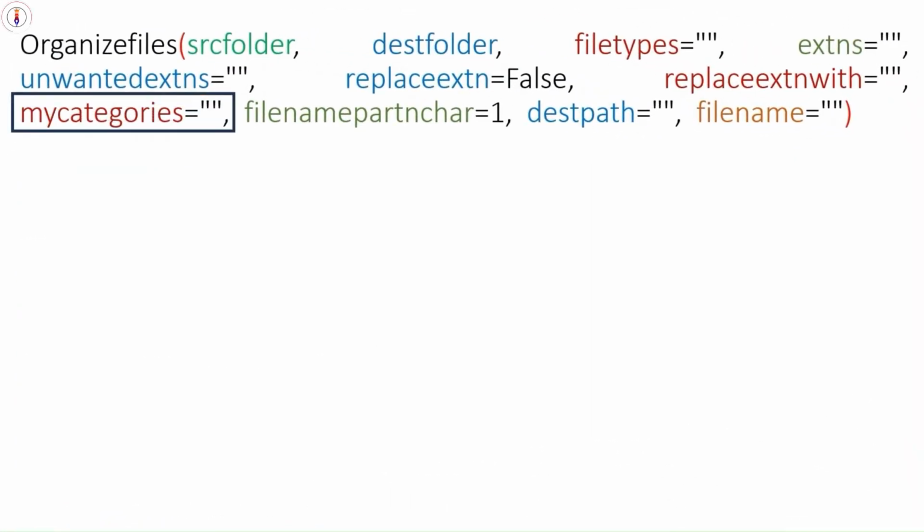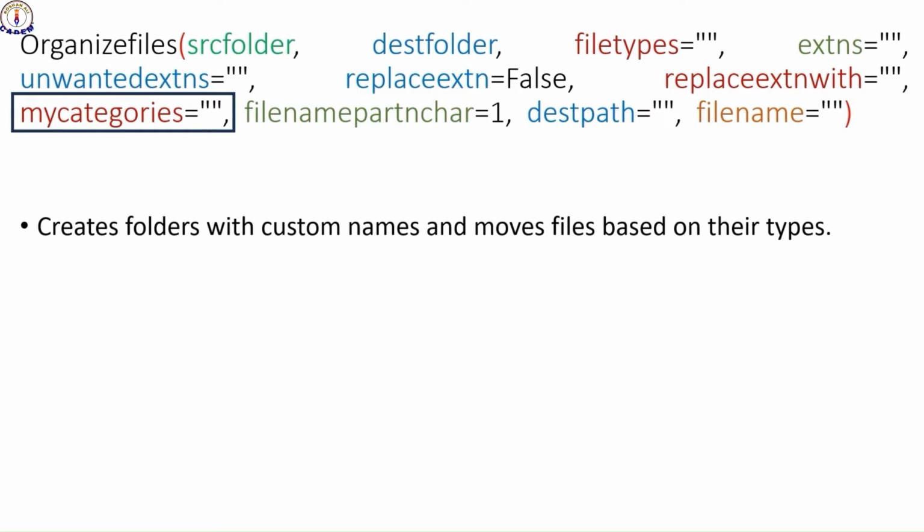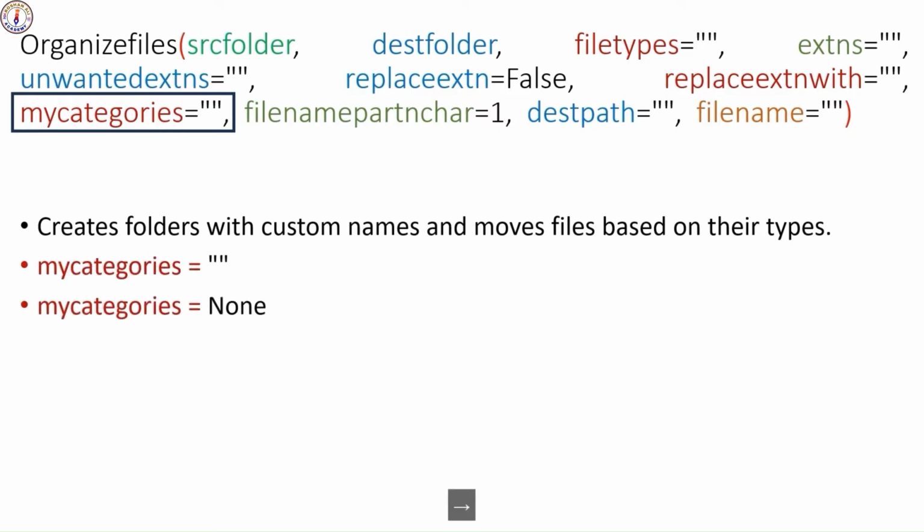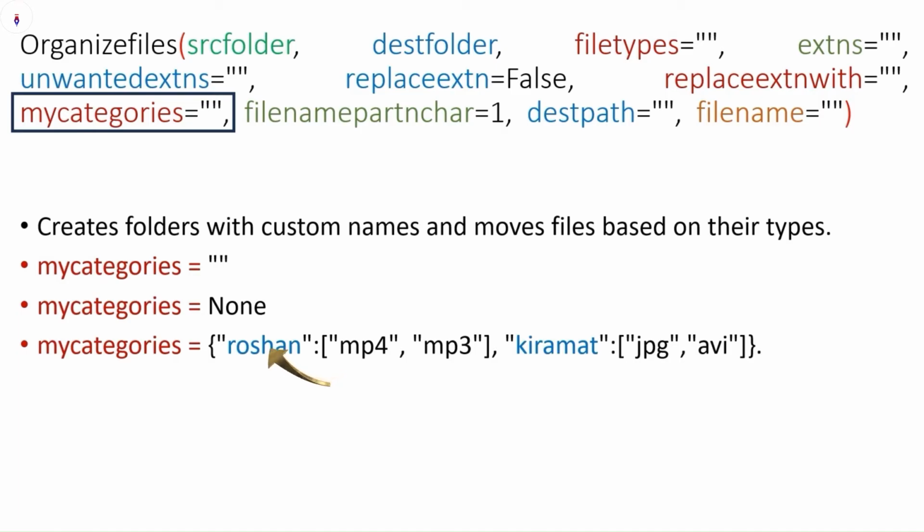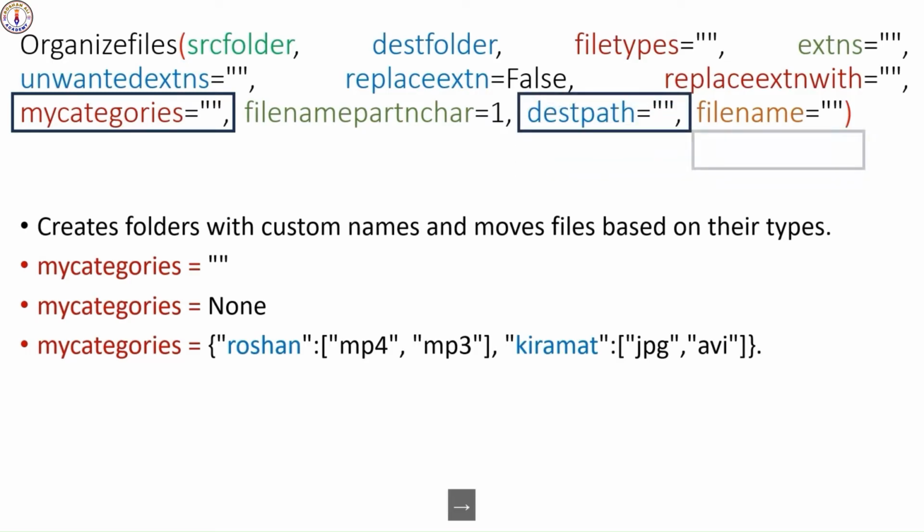My categorize. It creates folders with custom names and moves your files based on specified types. The default value is an empty string. If it is empty or none, it means no custom categories are defined. If you want to move MP4 and MP3 files to a folder named Roshan and JPG and AVI files to a folder called Keramat, use a dictionary. Remember, categories will only work if they are mentioned in the dest path or in the file name.